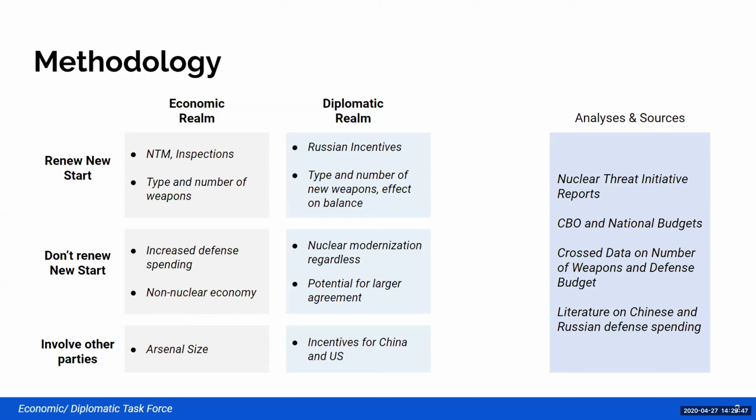And we are looking at many different types of analysis and sources. Just to cite some examples, we have congressional budget offices, national budgets from the United States, Russia, and where available, China. And we are also crossing data on numbers of weapons and defense budgets in historical terms. And we are looking for literature that describes the posture of China and Russia. Now we will try to give you some insights on the research in each one of the sub-teams, and an insight on the final conclusion we will work on after that.